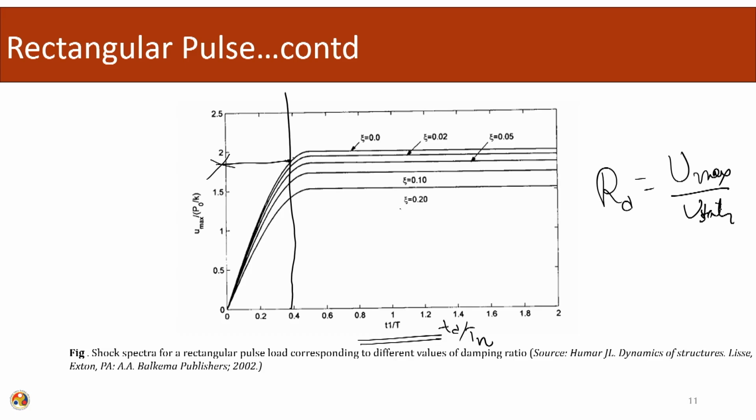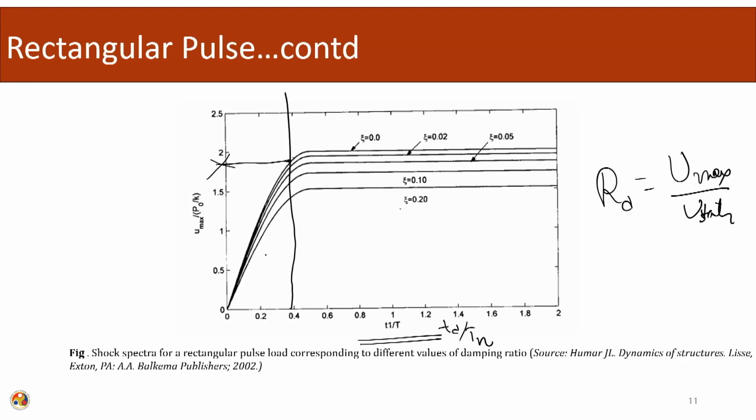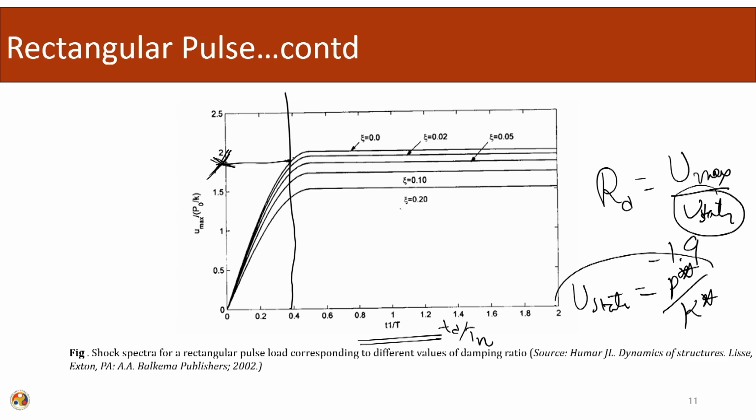This is nothing but the representation of this curve. Here it will come to be approximately 1.9, same as before. From here we can also calculate my U static. U static is nothing but the magnitude of the forcing function divided by the stiffness. This we know, multiplied with the Rd, and we will get the U max absolute.